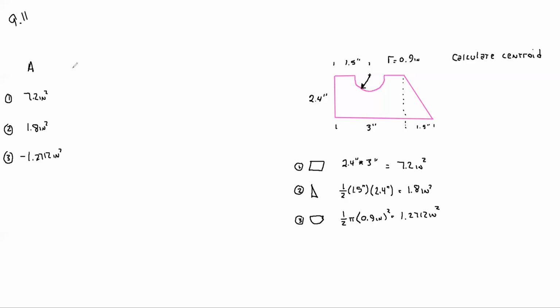All right, lowercase x bar. This is the x component of the centroid of each individual shape. The x bar for a rectangle is 1/2 the x dimension, so 1.5 inches. Y bar for the rectangle is 1/2 the y dimension, 1.2. Let me put my units in here.